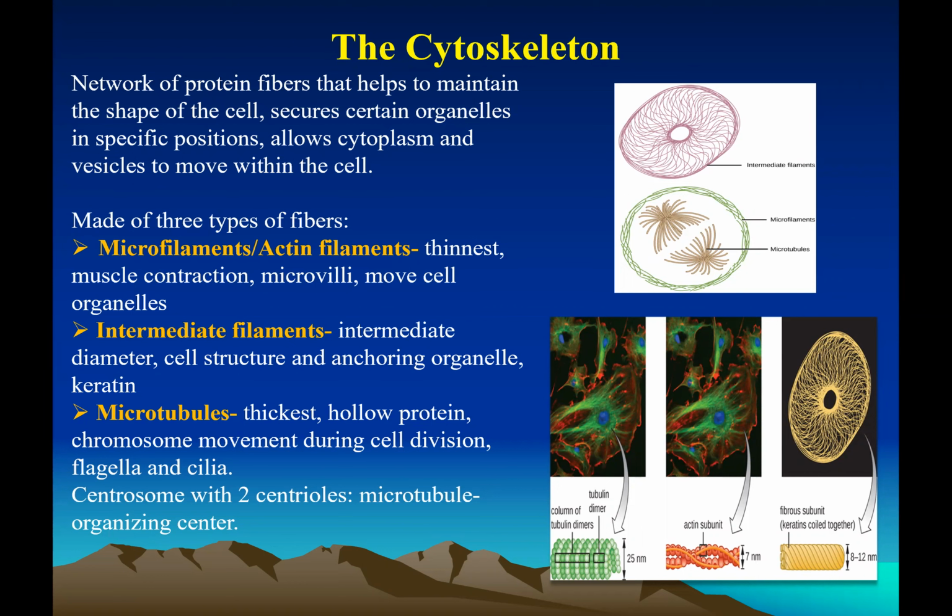Microtubules are the thickest. They will play a role in cell division. So when we study mitosis, you're going to study this. They can polymerize, so they can monitor the movement of chromosomes during cell division.